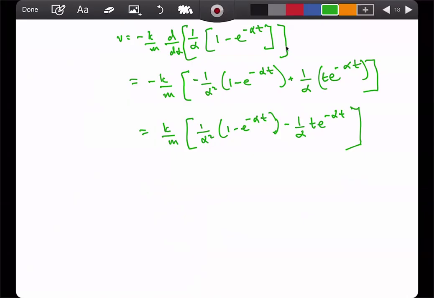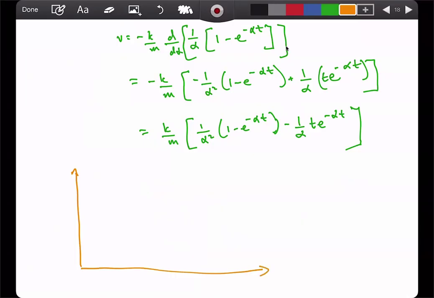Okay, so this is my velocity as a function of time. If I want, I can rearrange this a little bit further, but I'm just going to leave it this way for now. So what's going on here? What do we know? Let's think about the plot of the velocity versus time and talk about what this is actually doing.